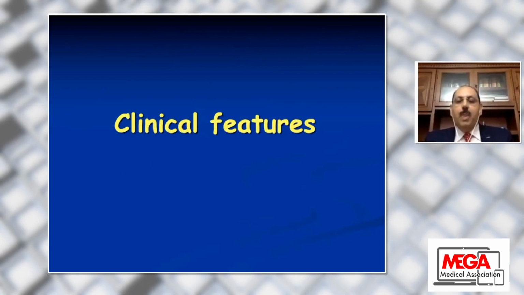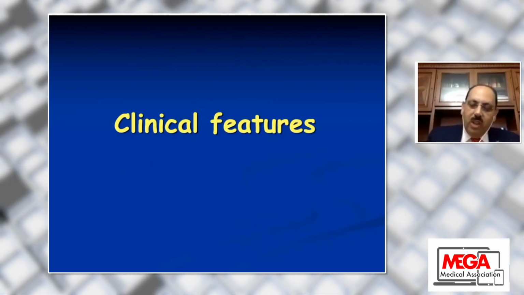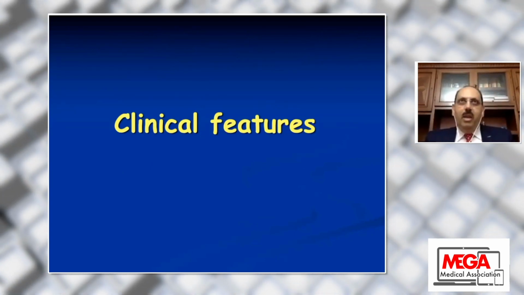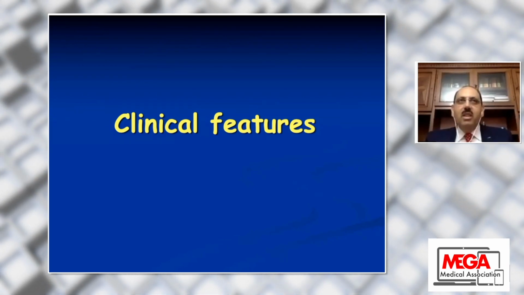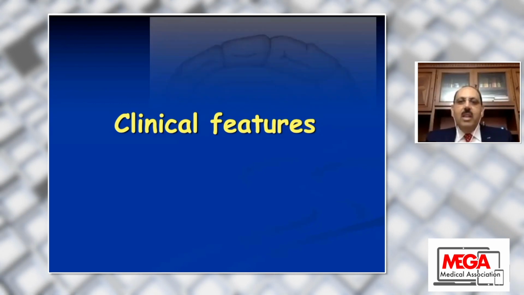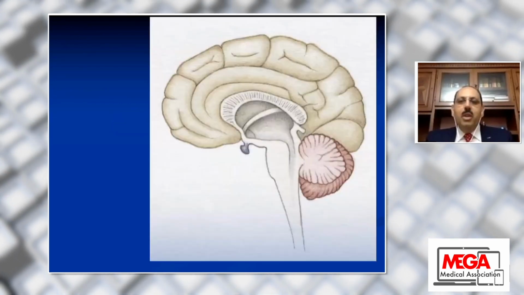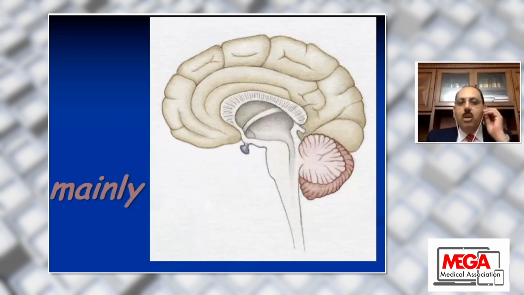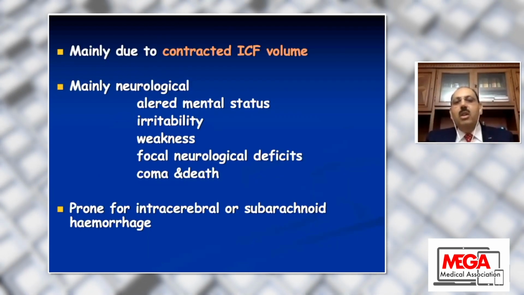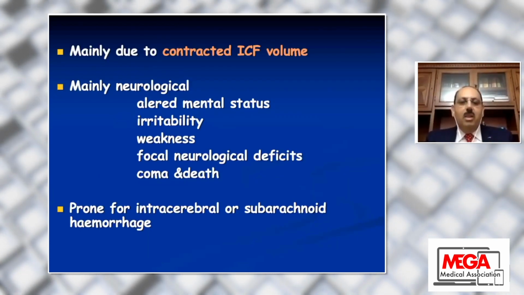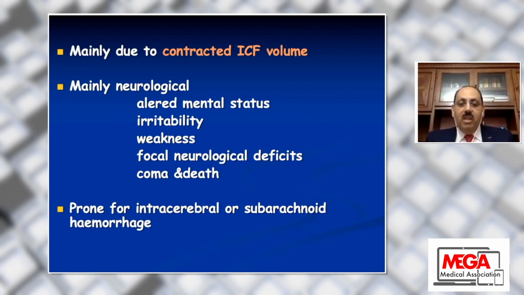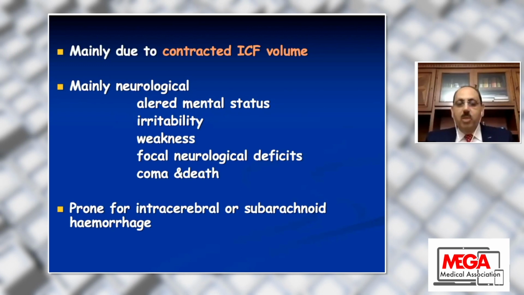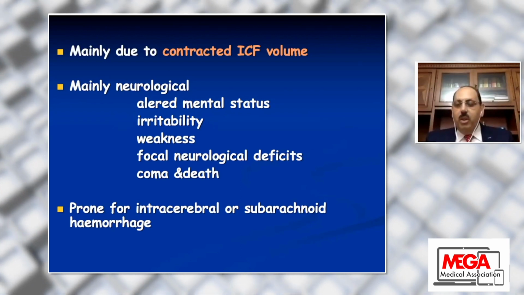As for the clinical features, think about the brain, as there is contracted intracellular volume and cell shrinkage. So there are mainly neurological manifestations such as altered mental status, irritability, weakness, focal neurological deficit, coma, and death. Also, this patient is prone to intracerebral and subarachnoid hemorrhage.